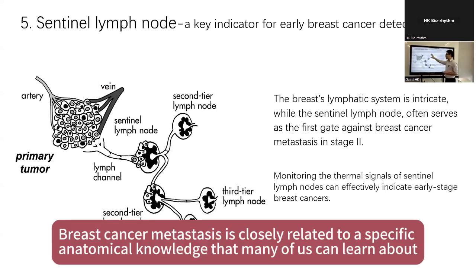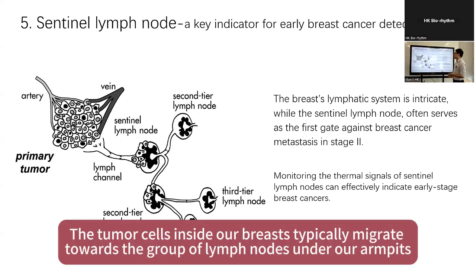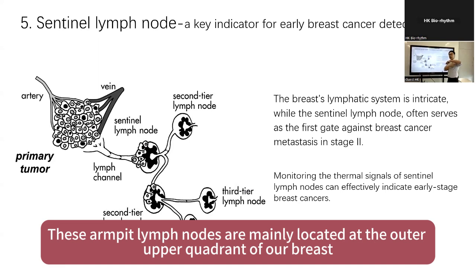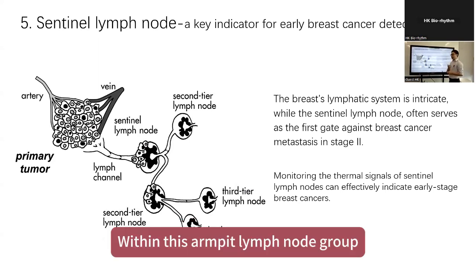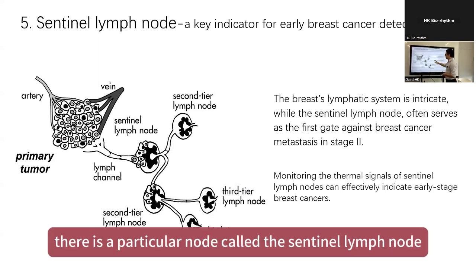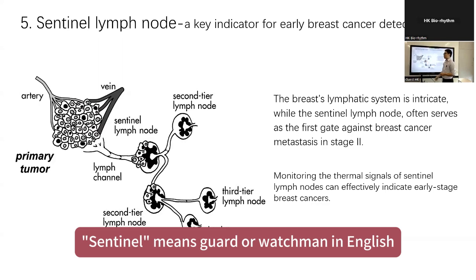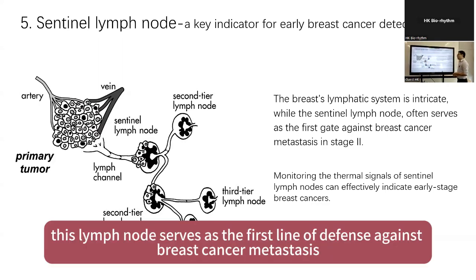Breast cancer metastasis is closely related to a specific anatomical knowledge that many of us can learn about. The tumor cells inside our breasts typically migrate towards the group of lymph nodes under our armpits. These armpit lymph nodes are mainly located at the outer upper quadrant of our breast. Within this armpit lymph node group, there is a particular node called the sentinel lymph node. Sentinel means guard or watchman in English. Therefore, this lymph node serves as the first line of defense against breast cancer metastasis.